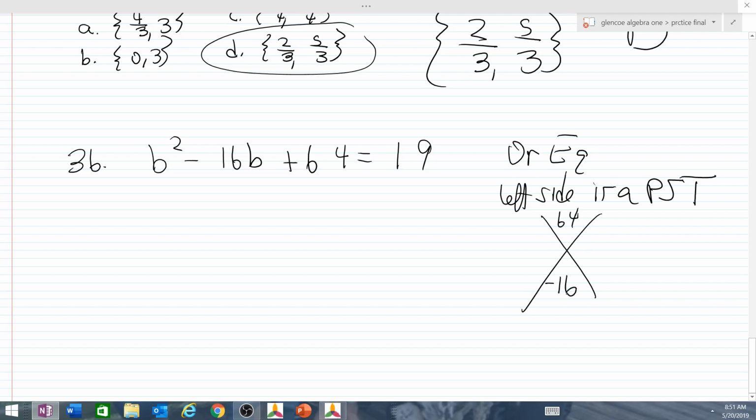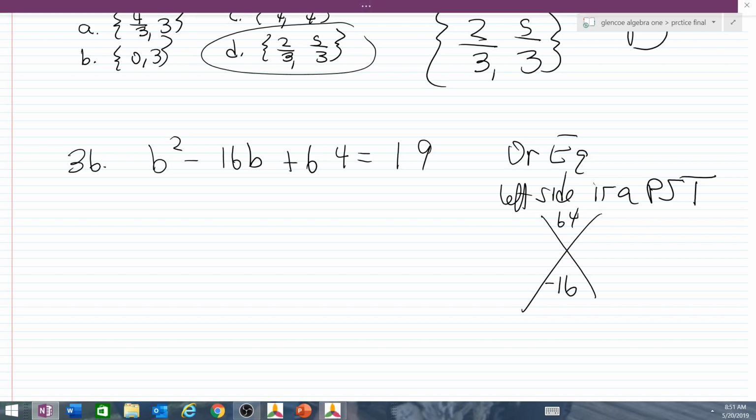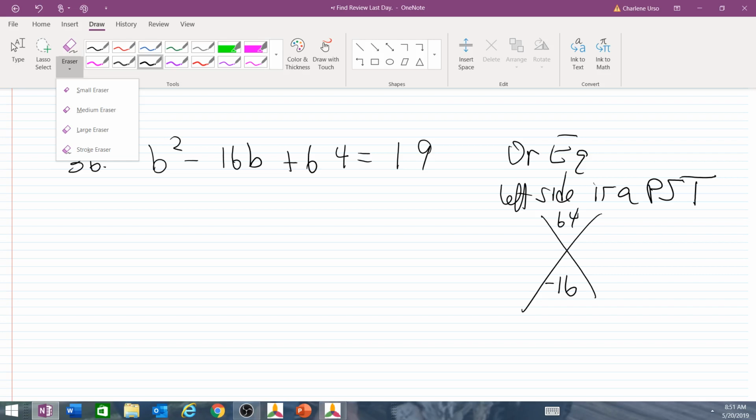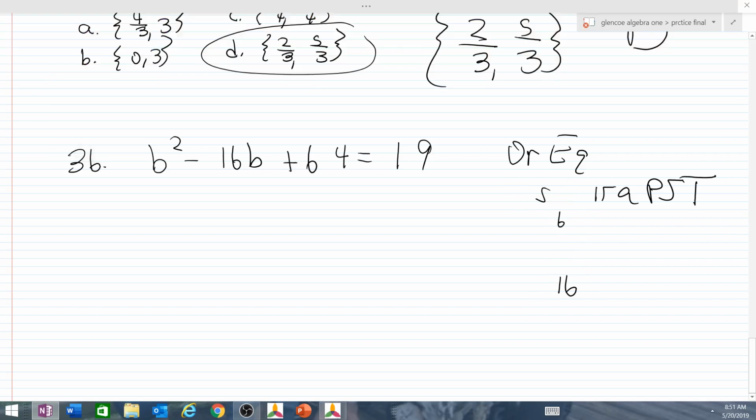Oh, you could have used the quadratic formula. That's why it says any method. Which way do you want me to do it? I'll do it any way you want. What do you like better? Do you want me to use the square root property, or do you want me to use the quadratic formula? Okay, no problem. It falls apart either way.